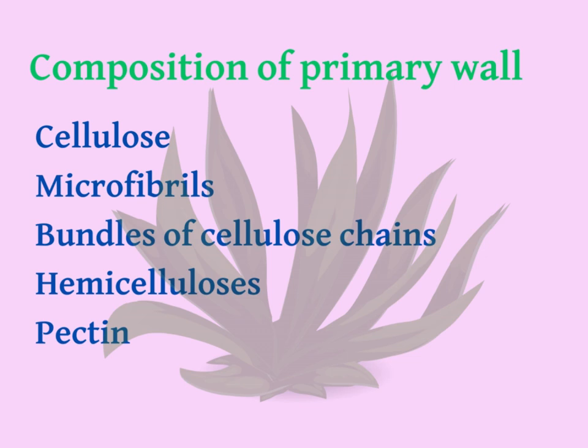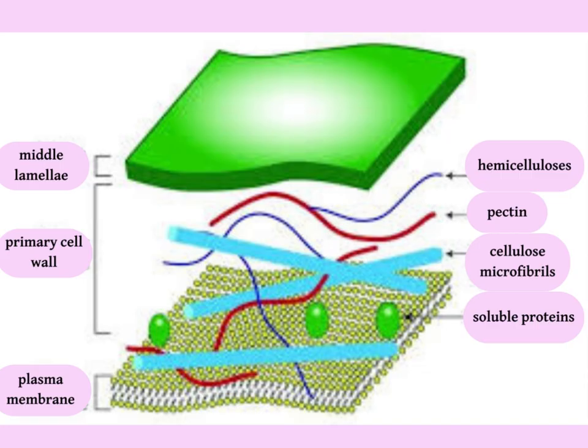Now we see the composition of primary cell wall. It is made up of cellulose microfibrils, bundles of cellulose chains, hemicelluloses, and pectin. In this picture, we can see middle lamella, primary cell wall, and plasma membrane. And on the next side, we see hemicelluloses, pectin, cellulose microfibrils, and soluble proteins. These all materials are shown in different colors so we can easily differentiate between hemicelluloses, pectin, and cellulose microfibrils.